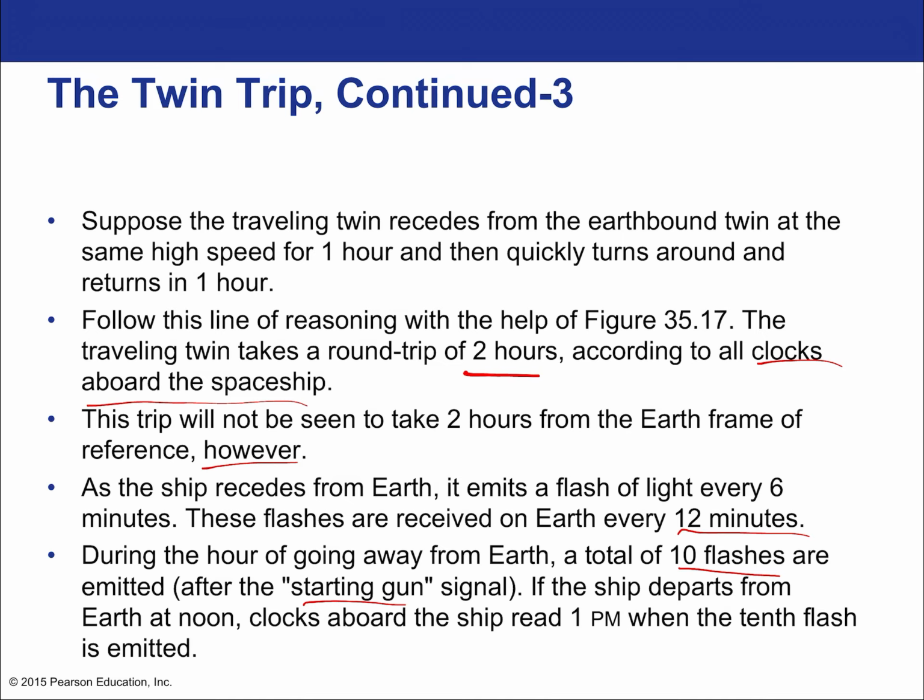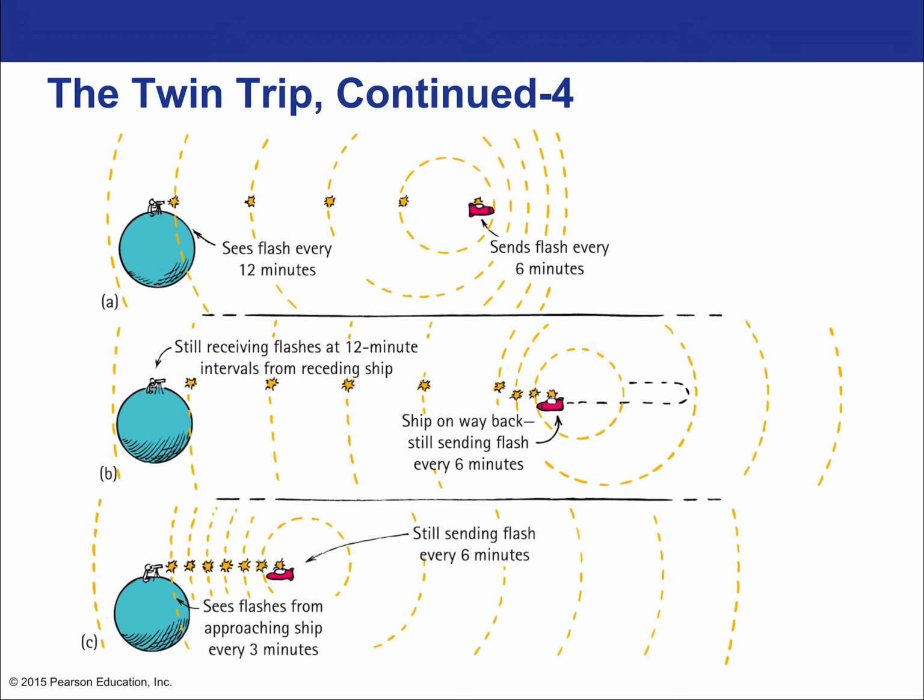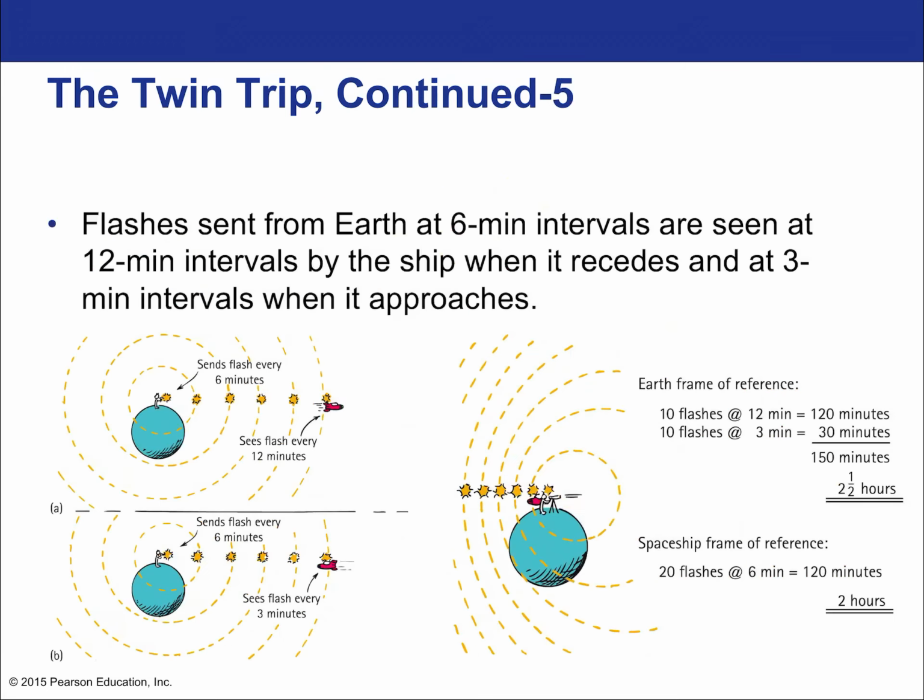If the ship departs from Earth at noon, clocks aboard the ship read 1 p.m. when the 10th flash is emitted. Okay? So there's the idea. Flashes sent from Earth at 6-minute intervals are seen at 12-minute intervals by the ship when it recedes and at 3-minute intervals when it approaches.